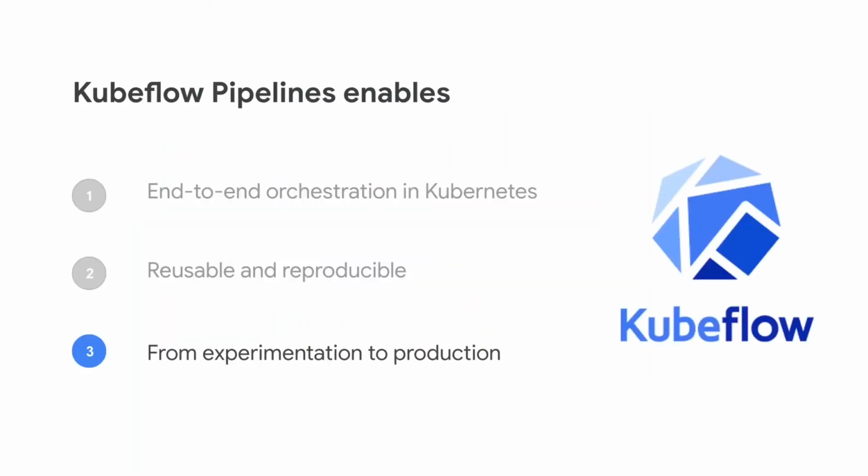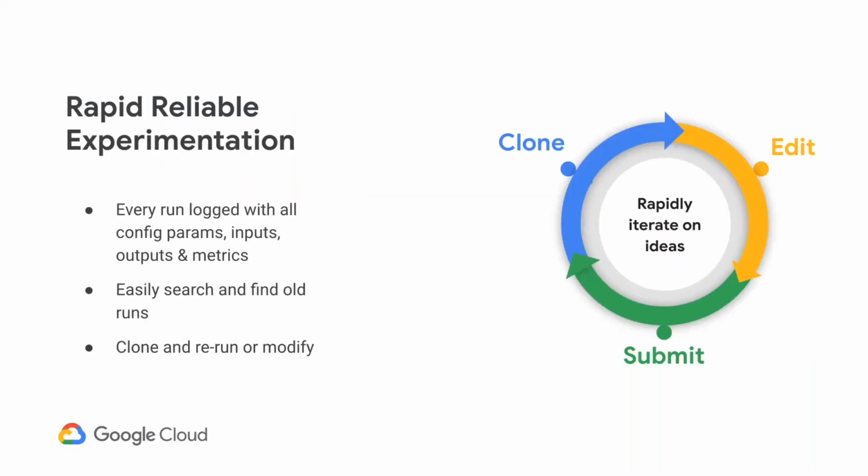Now let's talk about the third key value proposition of Kubeflow pipeline, which is experimentation. Machine learning is an applied science. You have to try many different ideas to find the ones that would actually work on your data for your application. Kubeflow provides an efficient way for experimentation. Long story short, we want to make it easy for you to rapidly iterate on your ideas, but do so in a reliable and manageable way.